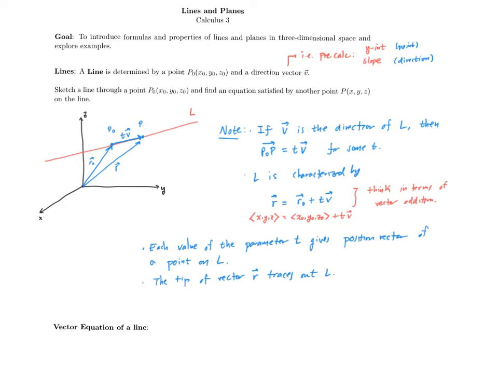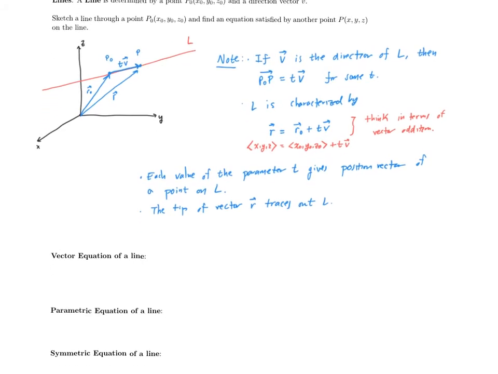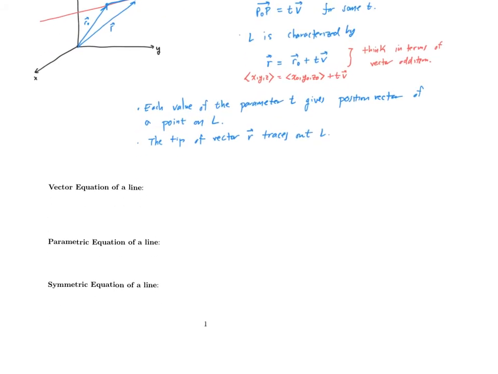So to write down the equation of the line, let's make a quick note to get going. We are going to be looking for a line through a given point, x naught, y naught, z naught, with a direction vector given as v is a, b, c. So just making it as general as possible.